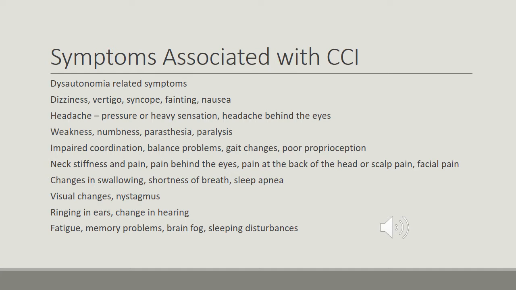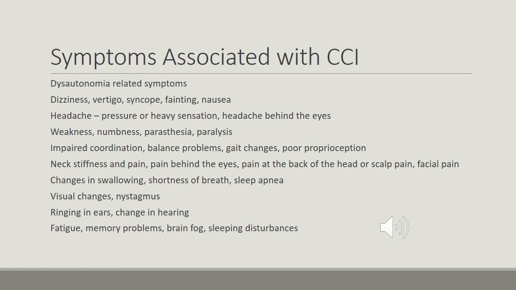We have weakness, numbness, paresthesia or paralysis, impaired coordination, balance problems, gait changes, poor proprioception or body spatial awareness, kind of tying in pretty closely to balance a lot of times. Neck stiffness and pain, pain behind the eyes, pain at the back of the neck, of the head, or the scalp, facial pain. The list goes on, and these are all scientifically reported symptoms, not just anecdotal.